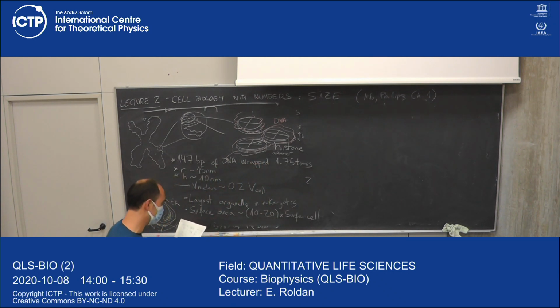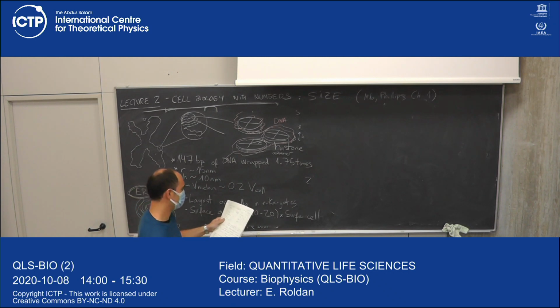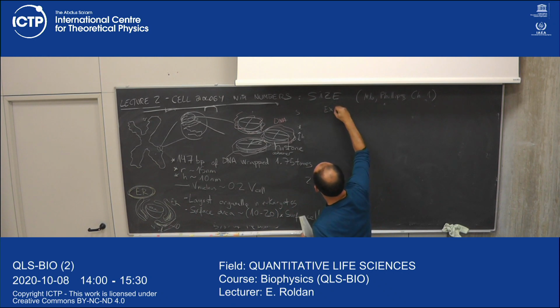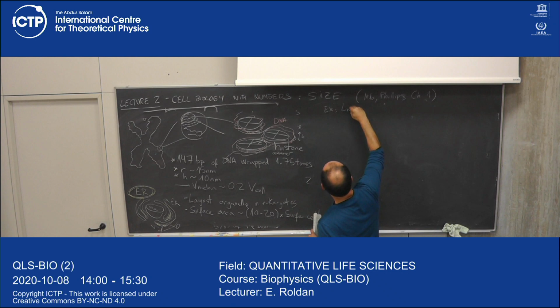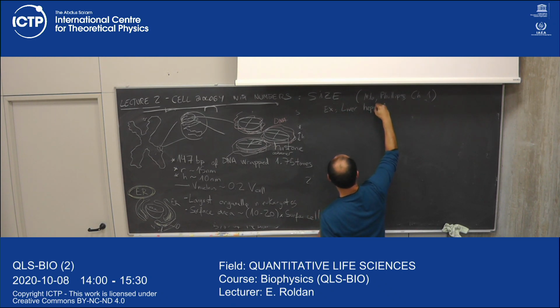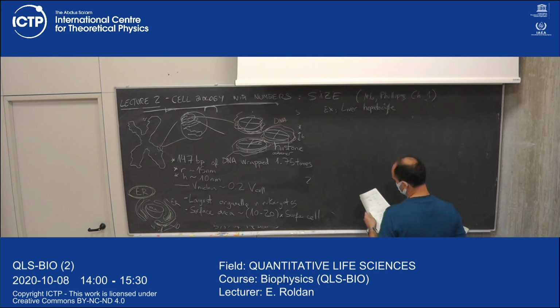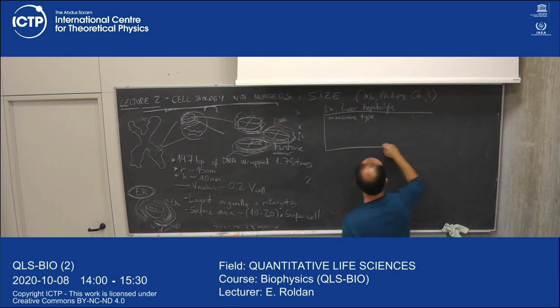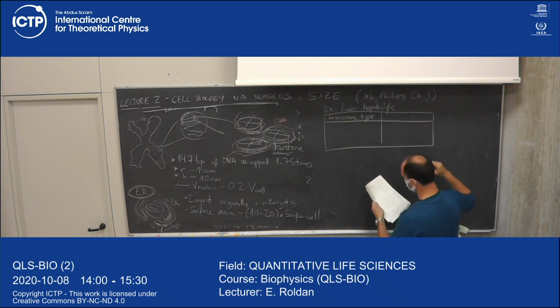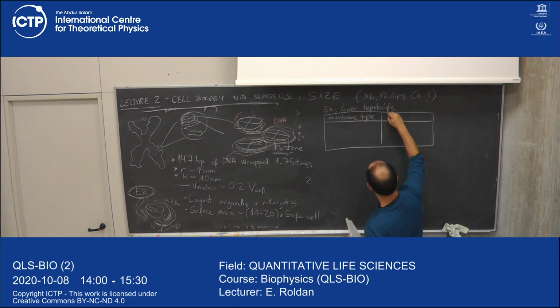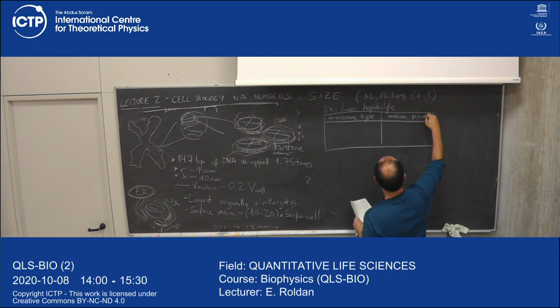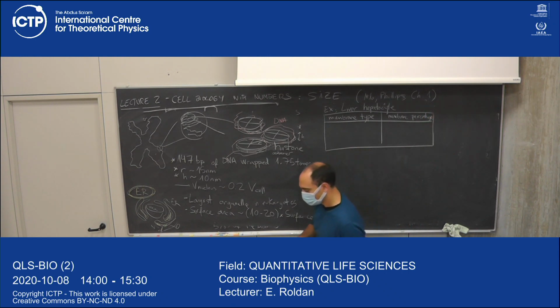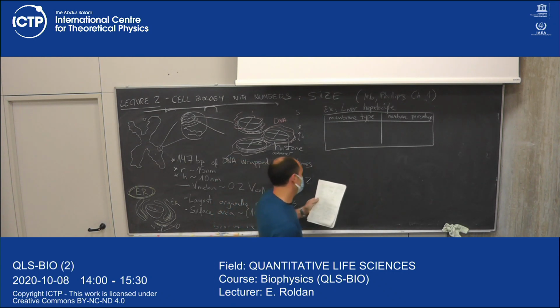Just one thing that could be interesting is how much is this in one example. So an example is the liver hepatocyte. These are cells that are in the liver. Hepatocyte, in humans. And you can build a table, which is the membrane type, and on the other side, you put the membrane percentage in the cell. So you have one cell, and you count the surface of all the membranes. And each one has a different percentage.